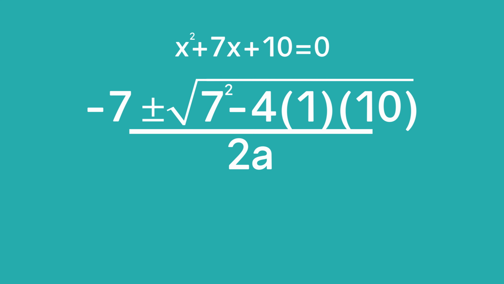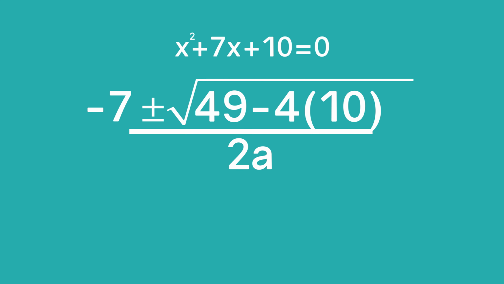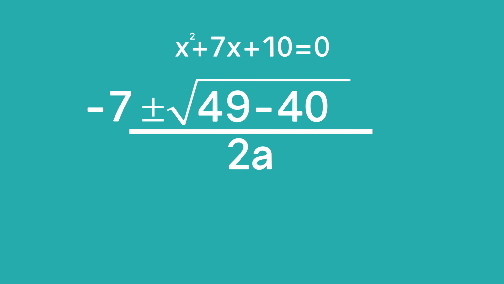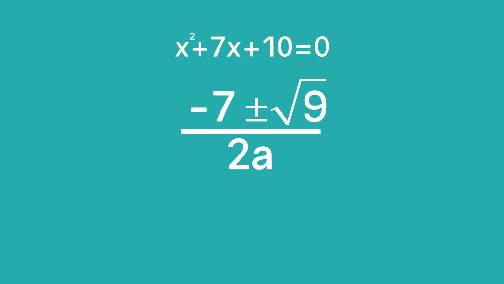We can treat these separately. 7 squared is just 49. You can keep that there. Minus 4 multiplied by 1 is just minus 4. Minus 4 multiplied by 10 is minus 40. Now you can plug it back in. 49 minus 40 is just 9. And we know the principal root, which is just the positive square root, of 9 is 3. So it's minus 7 plus minus 3, all divided by 2a.